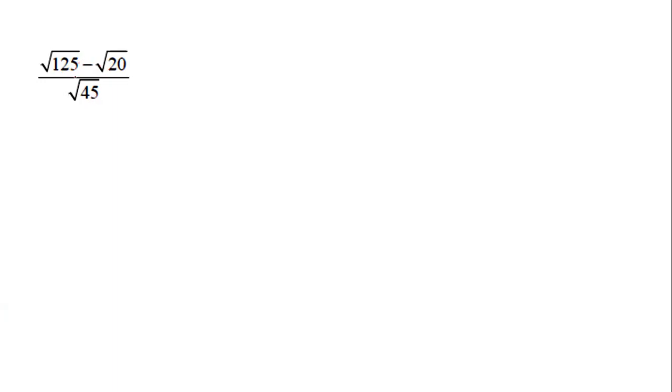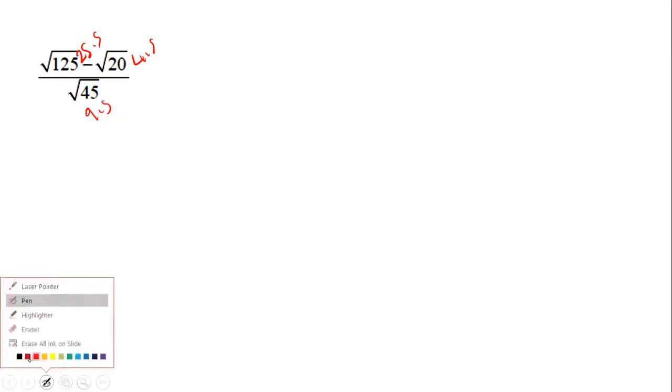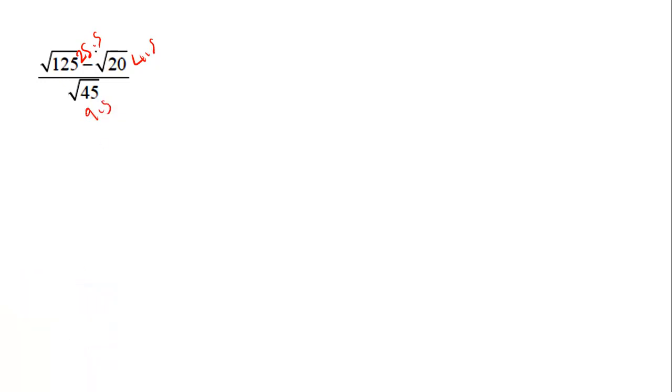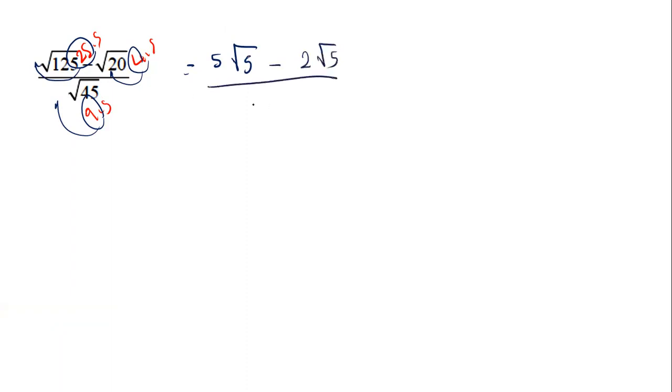I can't take any of those out directly, but I can take out one of their factors. This one is 25 times 5, this one is 4 times 5, this one is 9 times 5. So we take 25 out for this one, 4 out here, and 9 out here, which gives 5 root 5 minus 4 root 5 over 3 root 5.